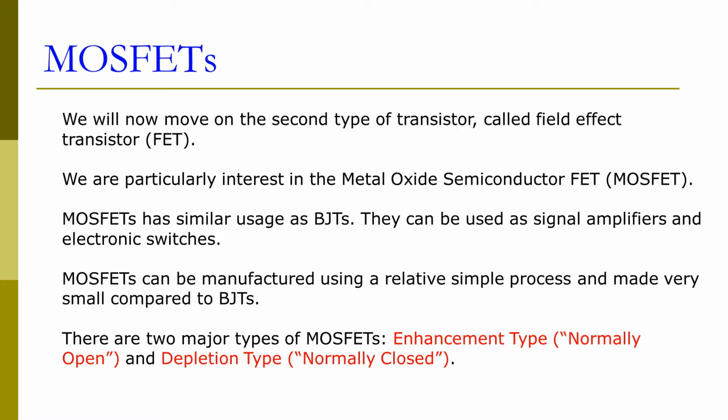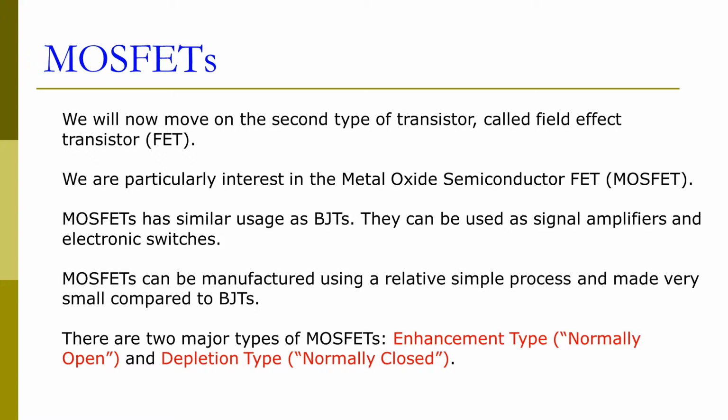MOSFET has similar usage as BJTs. They can be used as signal amplifier and electronic switch, as we discussed in BJTs. MOSFETs can be manufactured using a relatively simple process and can be made very small compared to BJTs.